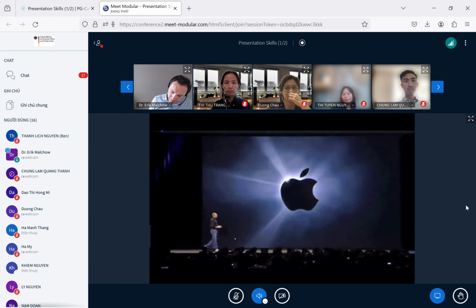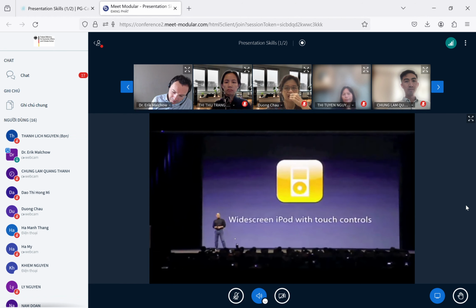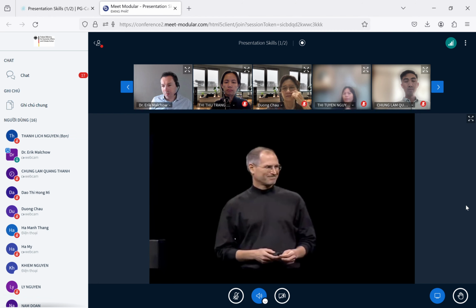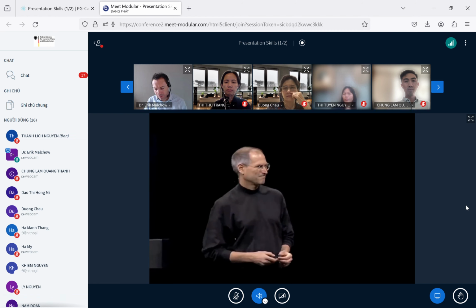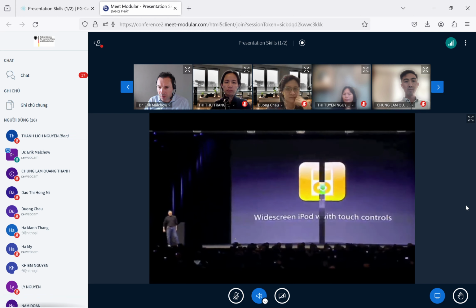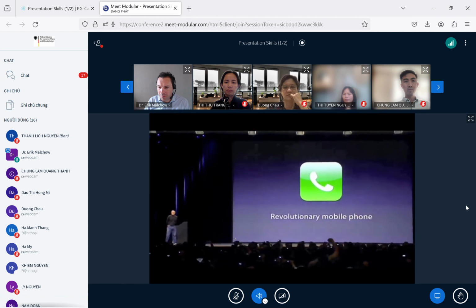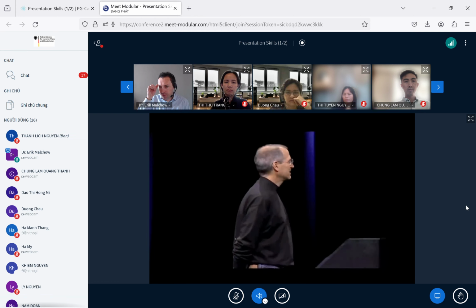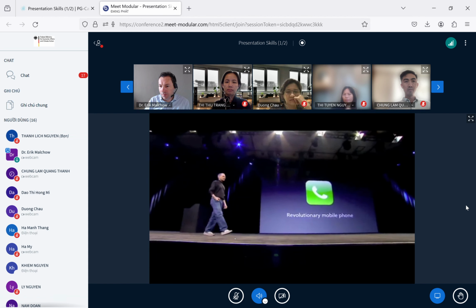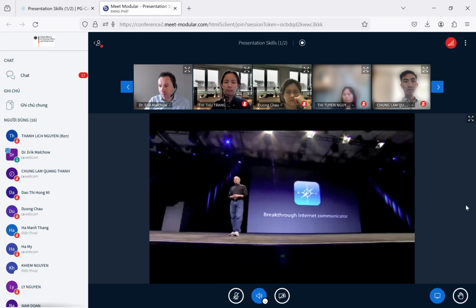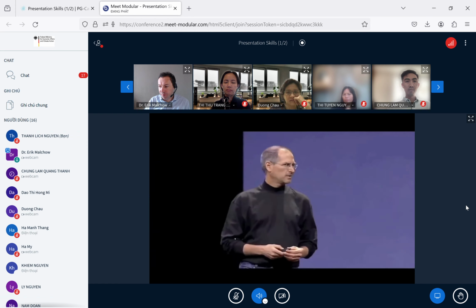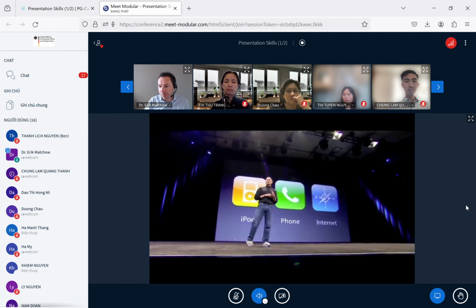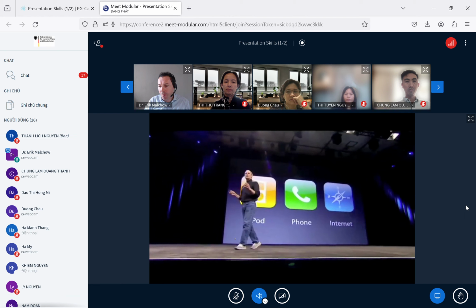The first one is a widescreen iPod with touch controls. The second is a revolutionary mobile phone. And the third is a breakthrough internet communications device. So, 3 things: a widescreen iPod with touch controls, a revolutionary mobile phone, and a breakthrough internet communications device.